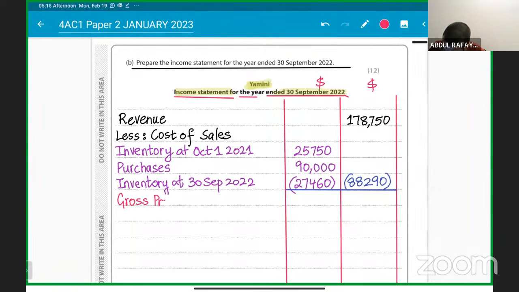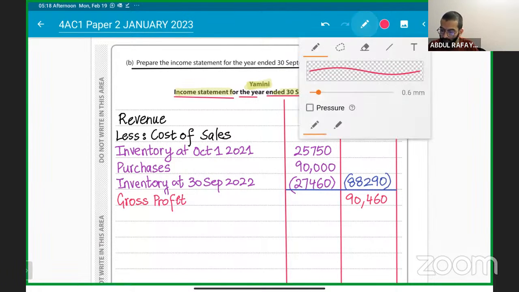So revenue minus the cost of sales, we will get, students, the gross profit. Okay, so 4 to 5 marks up till now here. After you get this, we have to find out the gross profit, that is revenue minus the cost of sales. Understood? So 90,460 is the gross profit. Let me know, got this? Clear on that? Any problems? Any issues?